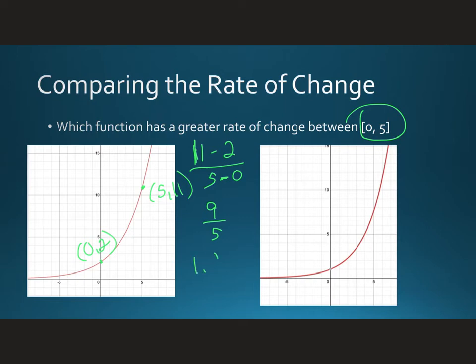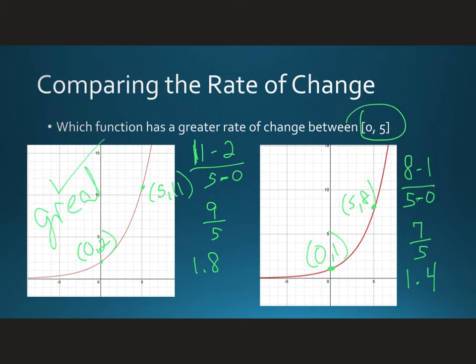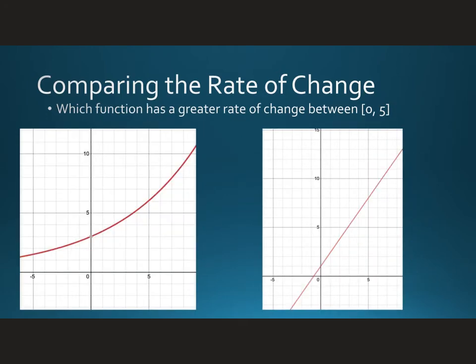as 1.8. And then over on this other graph, my point is (0, 1). And then at 5, it is (5, 8). So once again, 8 minus 1 over 5 minus 0 gives me 7/5, or 1.4. So this one has the greater average rate of change between these two. So let's look at two more.